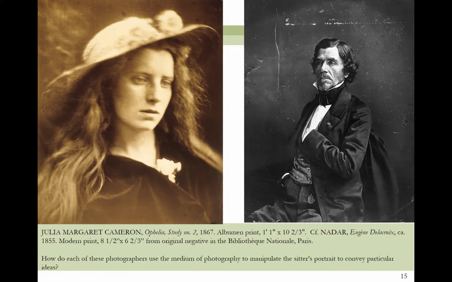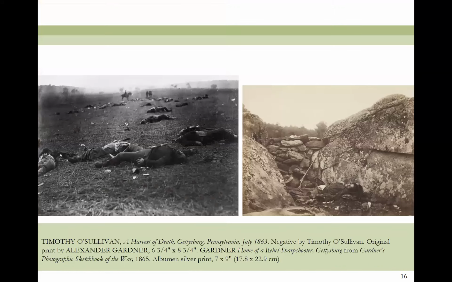So considering how each photographer is using the medium of photography to convey particular ideas or particular characteristics or personality traits. This is something we've seen already in painting. Different painters like Frans Hals or Jan van Eyck use different techniques to portray personality in portraiture. And so here we see it also in photography. Or in the United States, Timothy O'Sullivan or Alexander Gardner composed these scenes of battlefields during the Civil War.